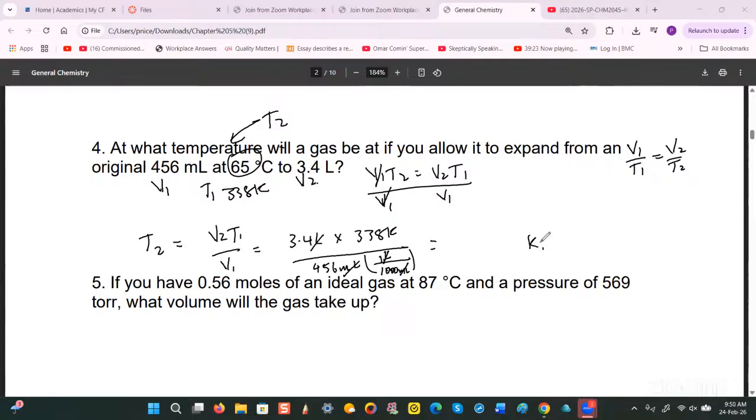So 3.4 times 338, and then I'm going to divide by 456 divided by 1,000. So this I have to round off to 2 sig figs. According to my calculation, the answer becomes 2.5 times 10 to the 3 Kelvin. All right, and that's it. Okay, any questions about this one?